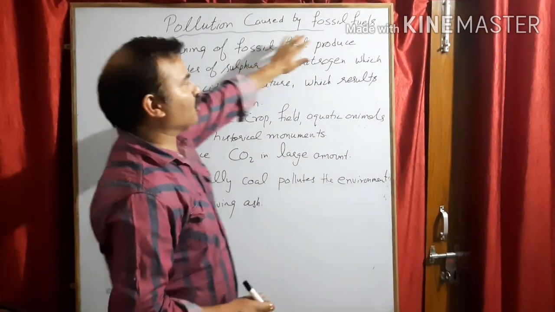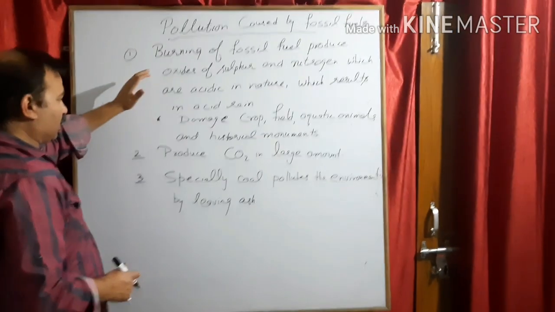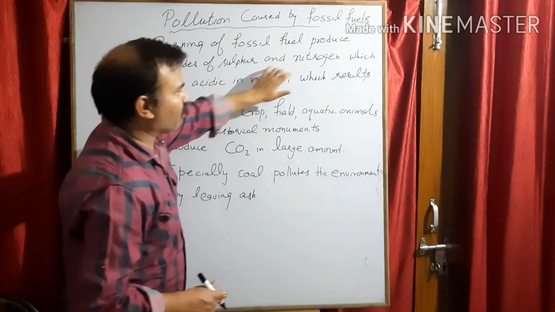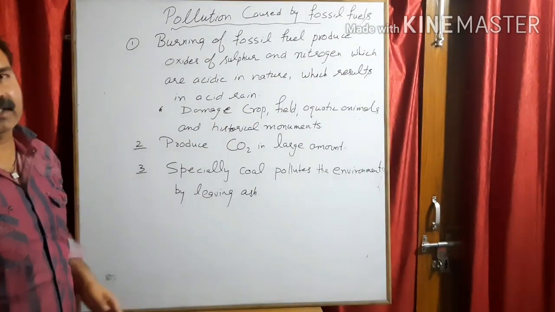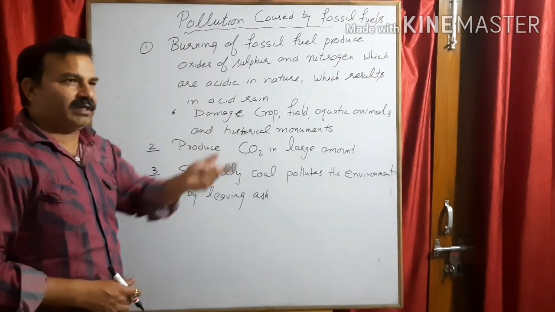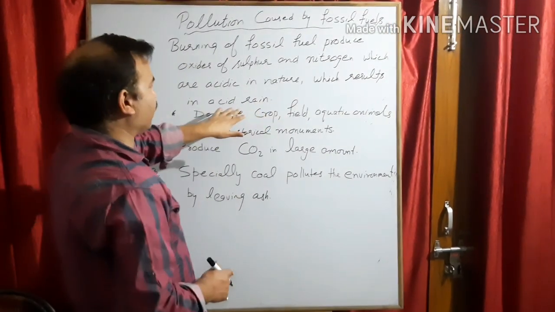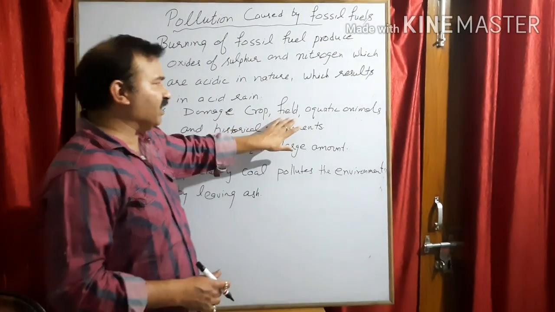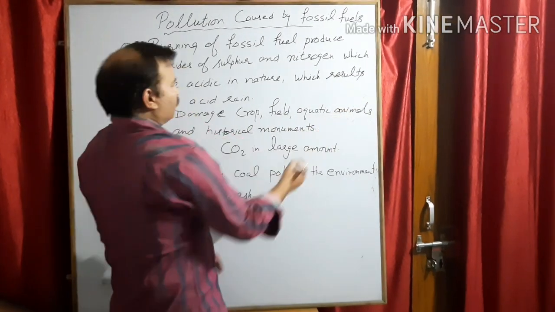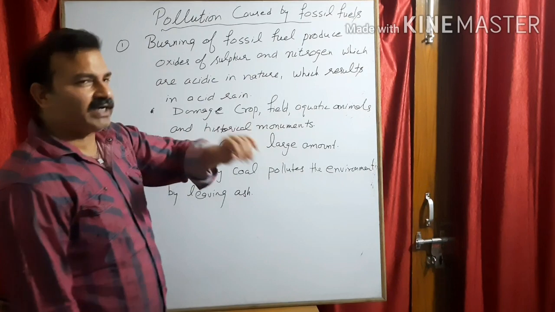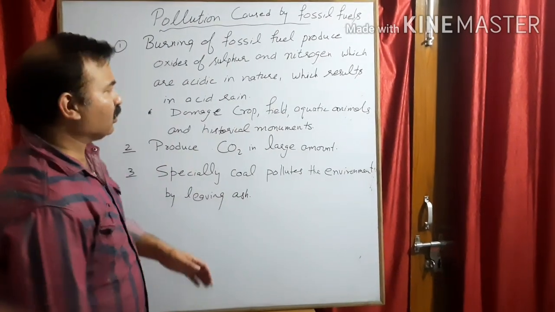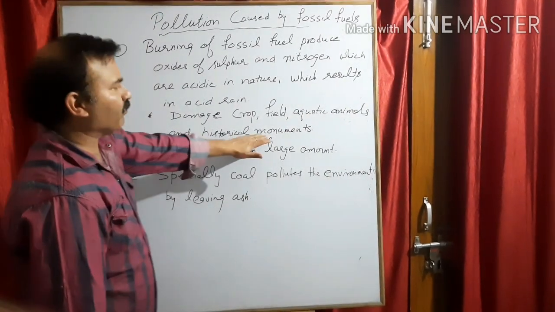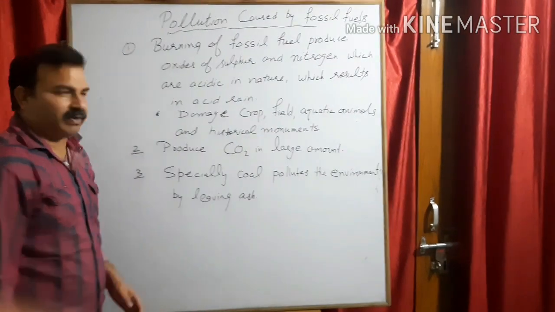Next topic is pollution caused by the burning of fossil fuels. The very first is that burning of fossil fuels produces oxides of sulfur and oxides of nitrogen, which are basically acidic in nature. When they mix in the atmosphere with water, they result in acid rain. Acid rain damages crops, fields, and aquatic animals. When acid rain falls on the field, the fertility of the soil gets low, and aquatic animals may die. They also damage our historical monuments which are made of marble, for example the Taj Mahal.